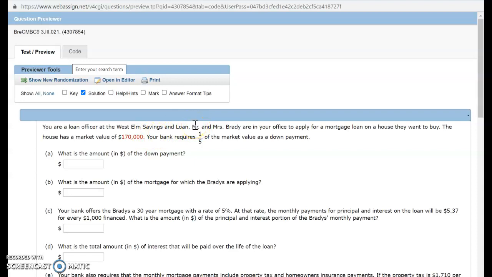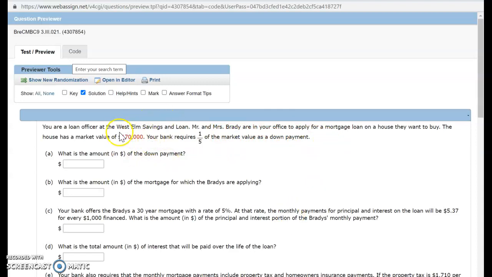Okay, you're a loan officer at West Elm Savings and Loan. This is question number 14. Mr. and Mrs. Brady are in your office to apply for a mortgage on a house they want to buy. The house has a market value of $170,000. Your bank requires 1/5 of the market value as down payment.